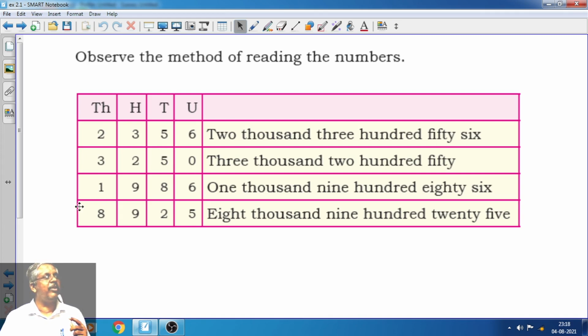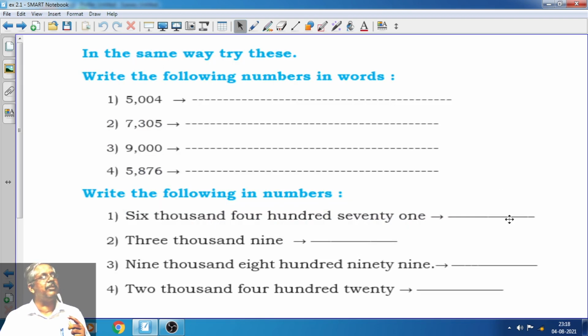3250. 1986. 8925. This is how you're supposed to read the four-digit number. Now in the same way, try these numbers also. Write the following numbers in words, they said.